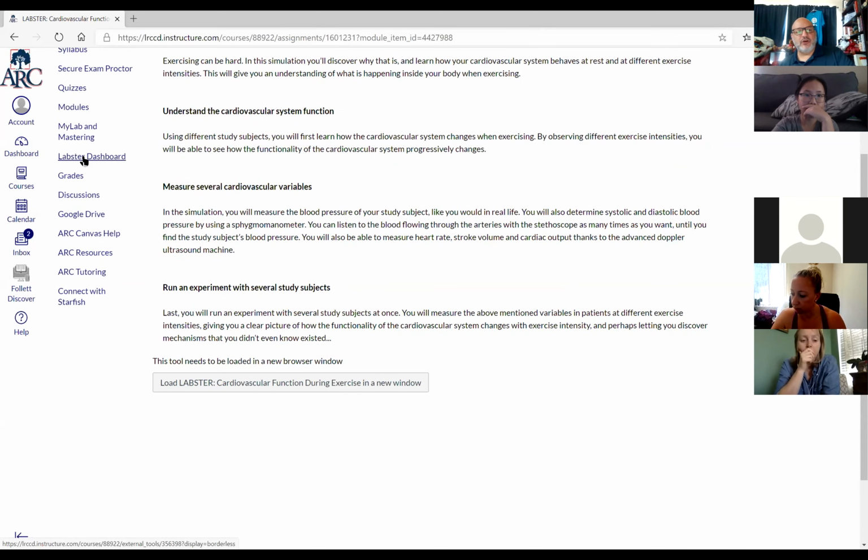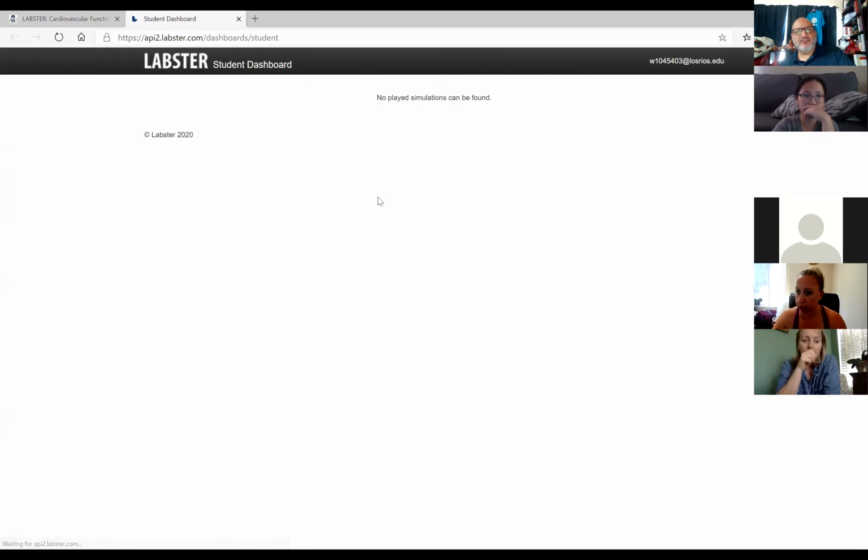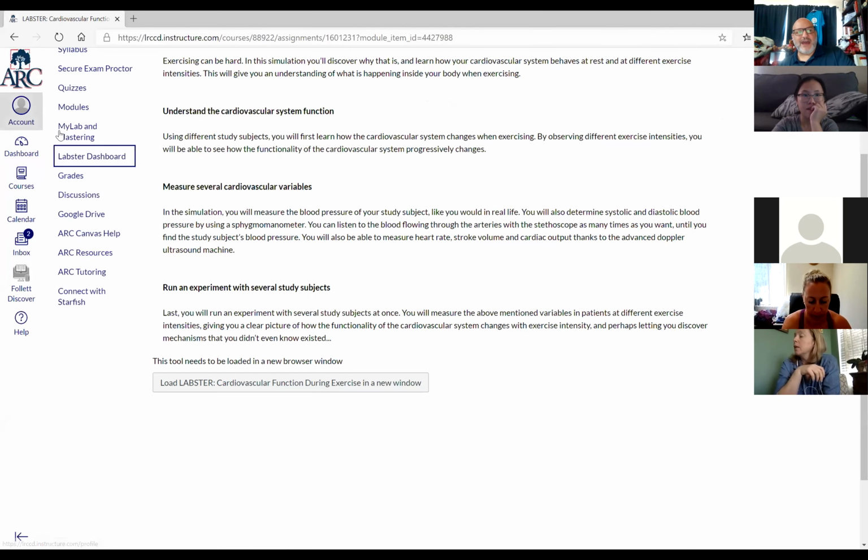And remember, you can go to that Labster dashboard to actually see the activities you've done. Again, I haven't done any of these activities yet, so my dashboard is blank. But you access it through the modules.